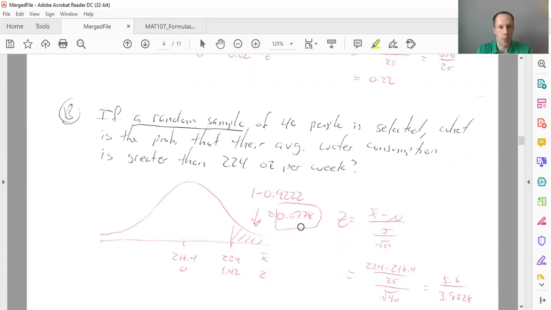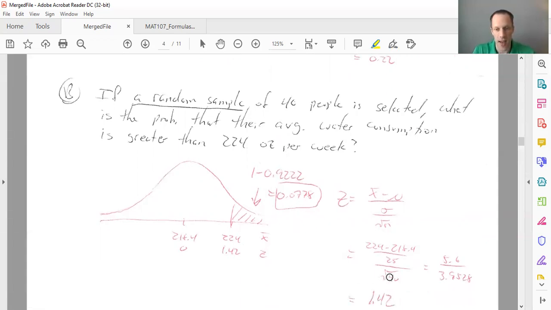Well, the reason why is whenever you select a sample, in that sample, you're most likely going to have people who are above the average and people who are below the average. And those people tend to cancel each other out, so the sample average tends to be close to the population average. If you've got individuals above the population mean and individuals below the population mean, they're going to cancel each other out, and the sample average will, for the most part, stay close to the population average.